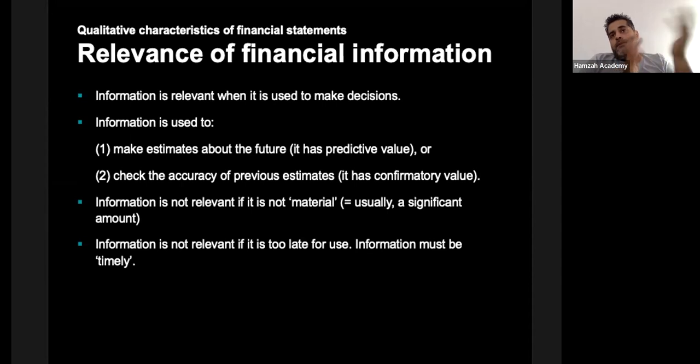Predictive is like you can predict the future. Confirmatory value is if it's related to the past. And obviously this is something you have to ensure. And the information is not going to be relevant if it's not material, and information is not material when it is of such a small amount that it will have no significant effect on the reported financial position or financial performance of the entity.